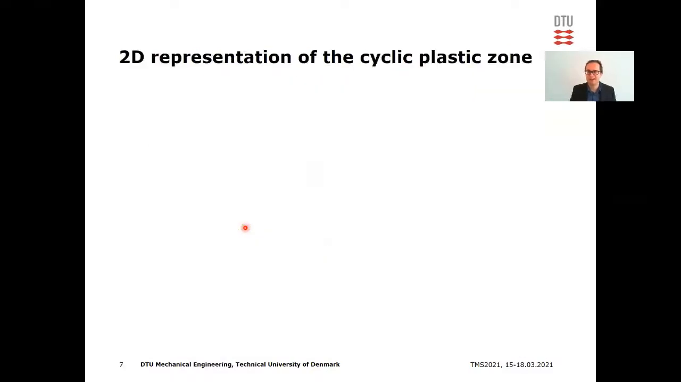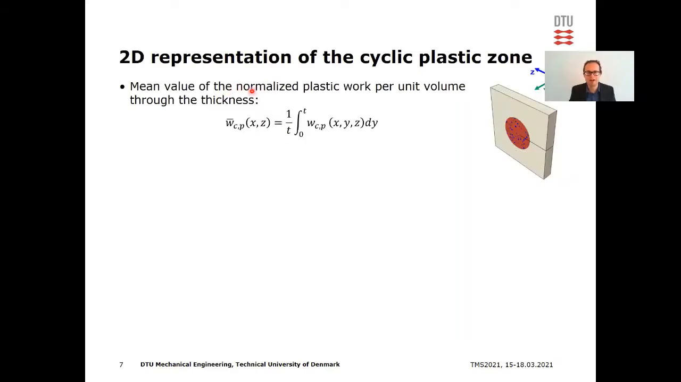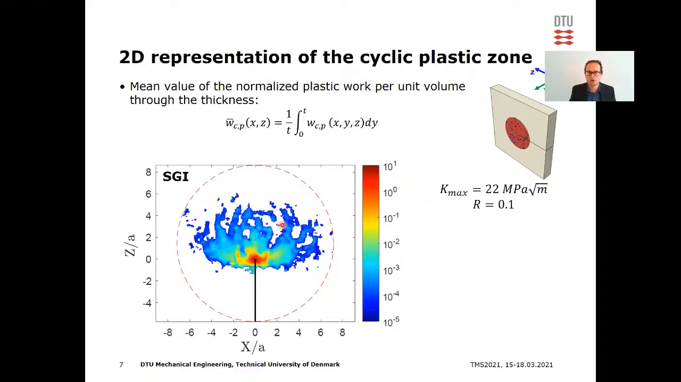So in order to have a sort of 2D representation that conveys information over the entire 3D volume of the model, what we did was to calculate the mean value of the normalized plastic work through the thickness of the model. And this is the corresponding contour that we consider representative of the plastic zone shape in this composite material. As can be seen here, the boundary of the plastic zone is very irregular, and this is due to the presence of the particles.